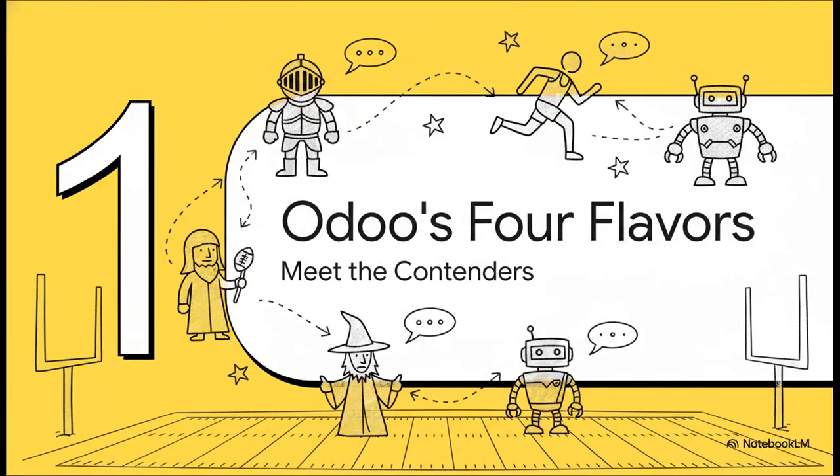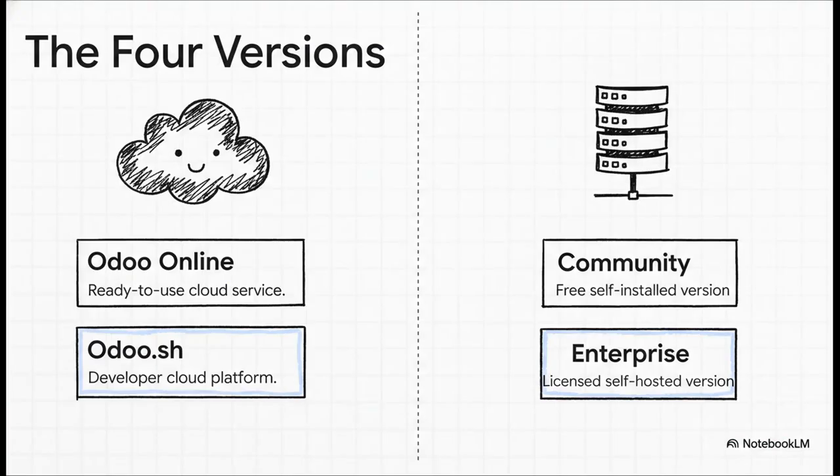All right, first things first, let's meet the contenders. You can't make a good choice if you don't know who's in the race, right? And here they are. You've got Odoo Online and Odoo.sh. Those are the 2 cloud versions. Then you have on-premise community and on-premise enterprise. See the split? It's basically 2 flavors managed by Odoo and 2 that you manage yourself. And trust me, that one little distinction, it's everything.